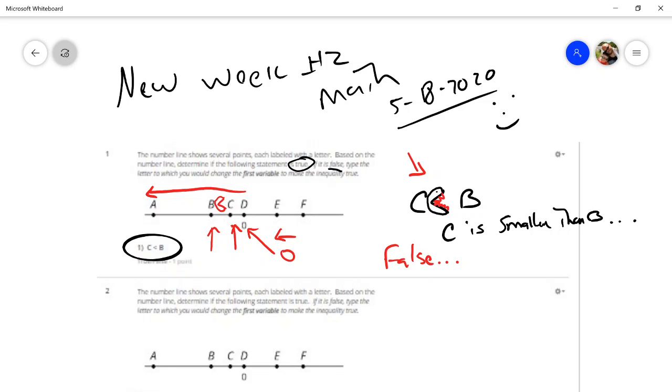To make it true, it says change the first variable. So the first variable is C. Well, what here is smaller than B? A is. So to make it true, A is smaller than B. Okay? Let's go to number 2.